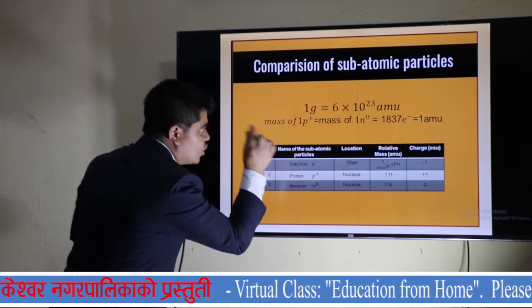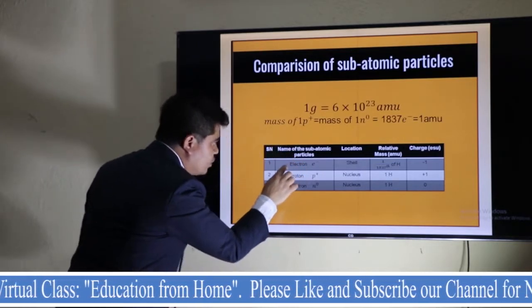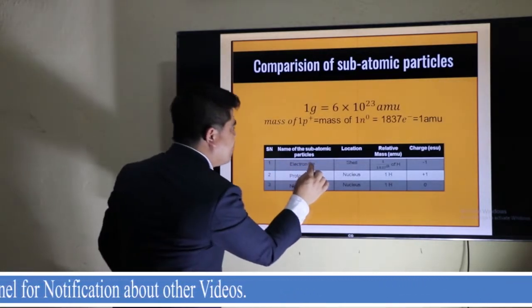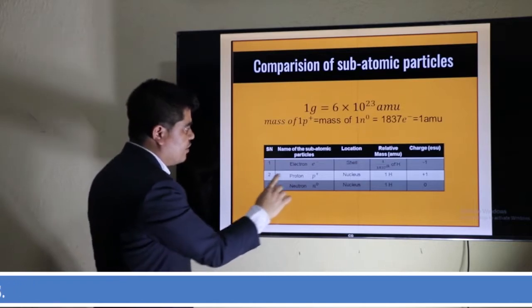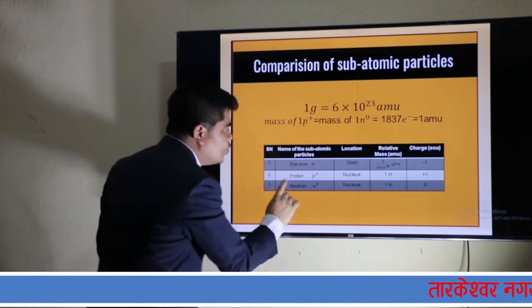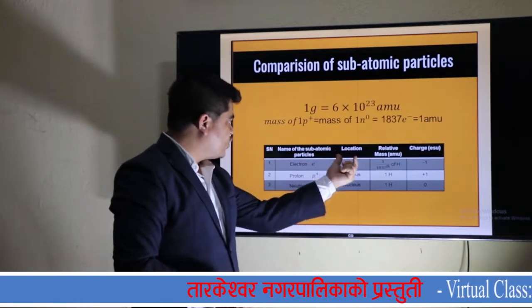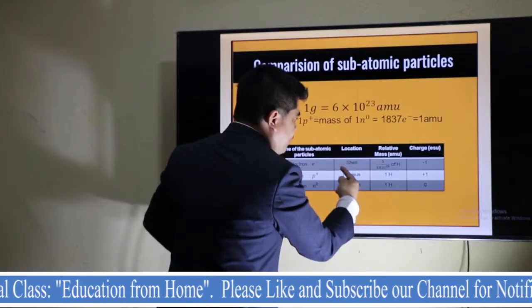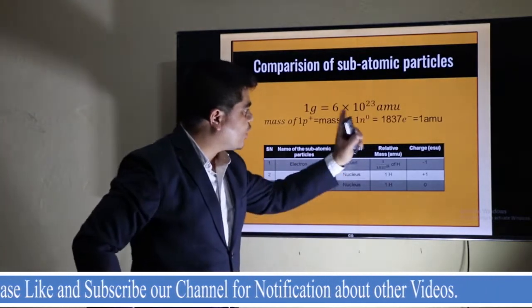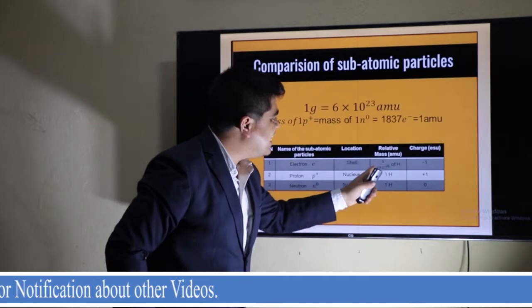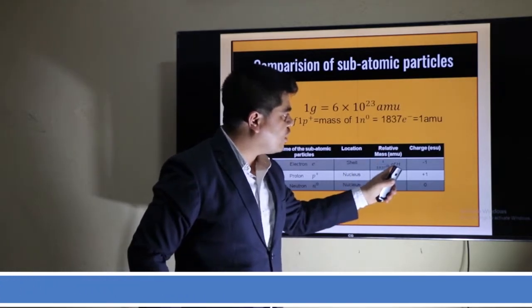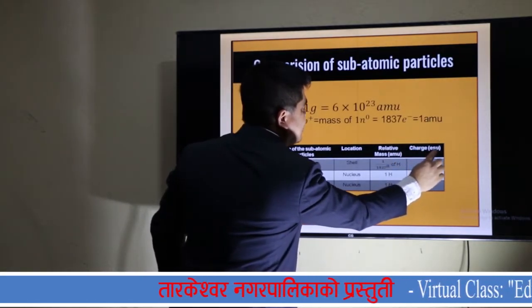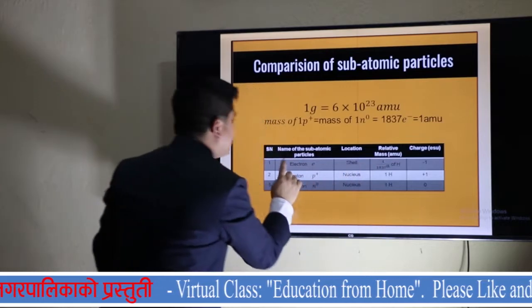Talking about the subatomic particles, the electrons, the protons, and the neutrons. Electrons are negatively charged; here I have written e⁻. Protons are positively charged. Neutrons are chargeless. Talking about location, electrons are located in the shells, where the relative mass or atomic mass unit is 1/1837 of hydrogen, and they are negatively charged. That's why the charge, the electrostatic unit, is equal to -1 for the electron.